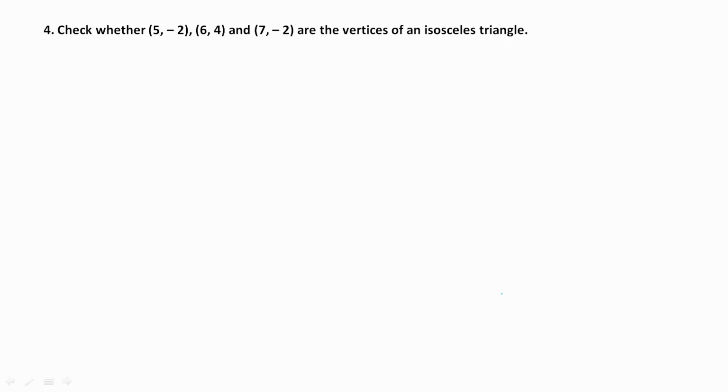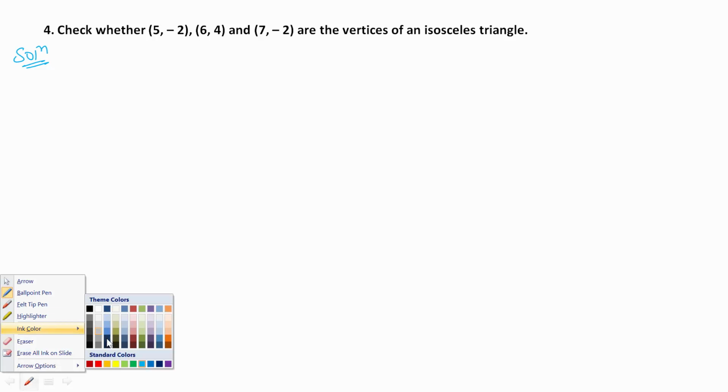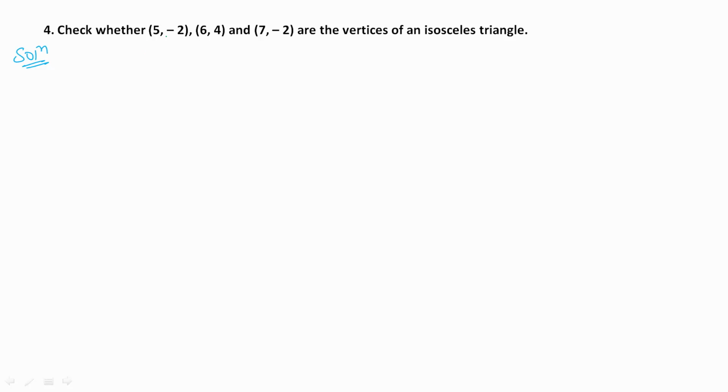Now see question number 4. Check whether the given 3 points are the vertices of an isosceles triangle. This is your first point. Let A (5, -2), B (6, 4), and C (7, -2) be the 3 points.